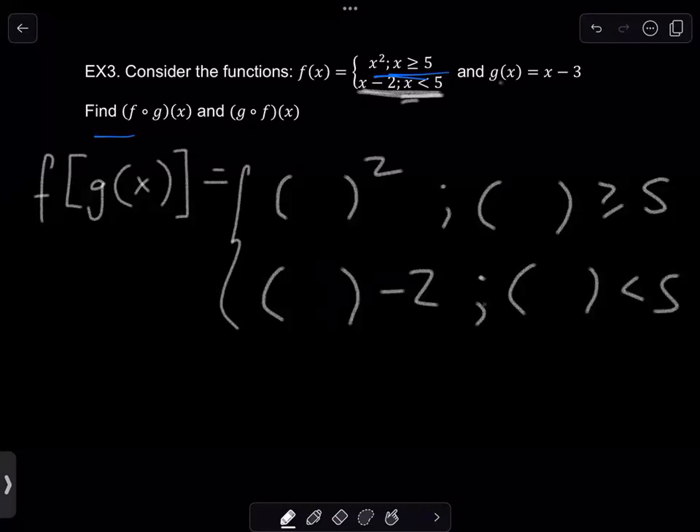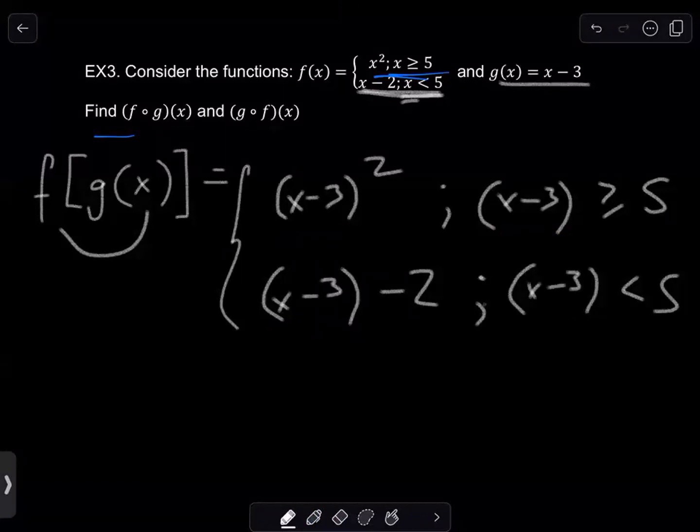And we are inserting the g function into the f function. So wherever I have my brackets now, I'm going to insert the g function, which is x minus 3. So we're going to have x minus 3, x minus 3, x minus 3, x minus 3. And now we don't want to leave it like this. Let's simplify it. So this is equal to, in fact, let's write it out here.